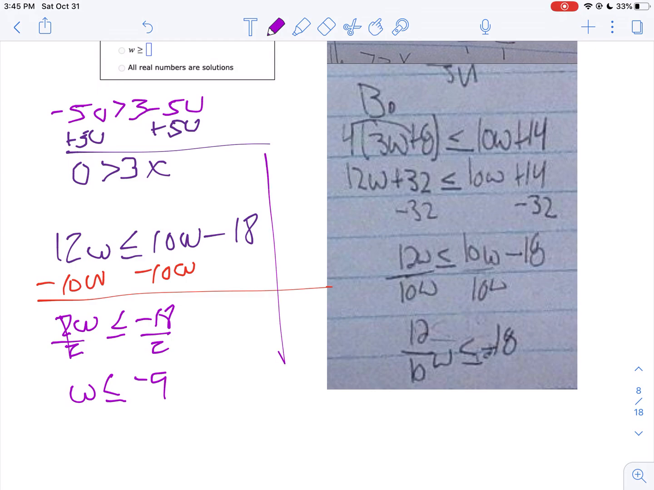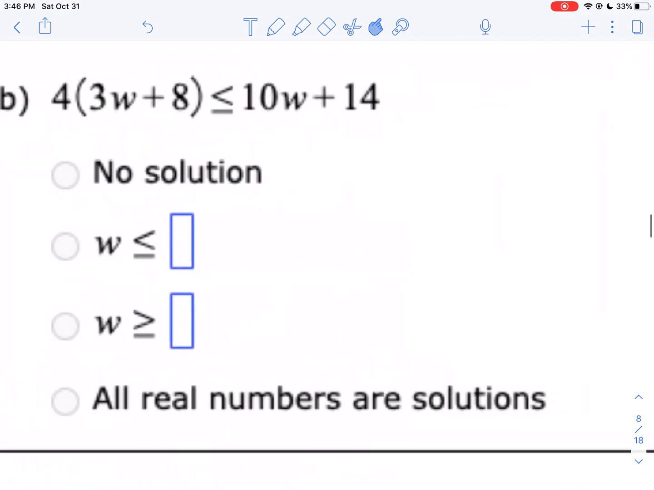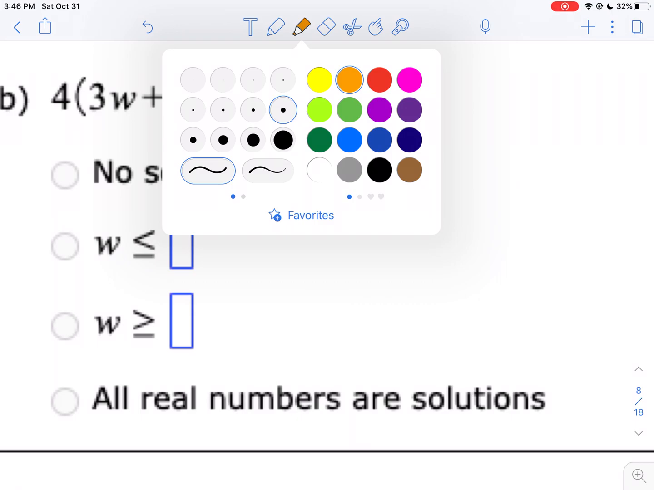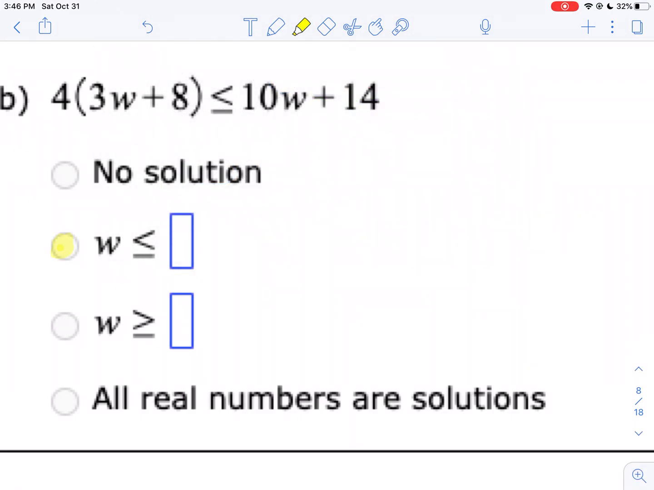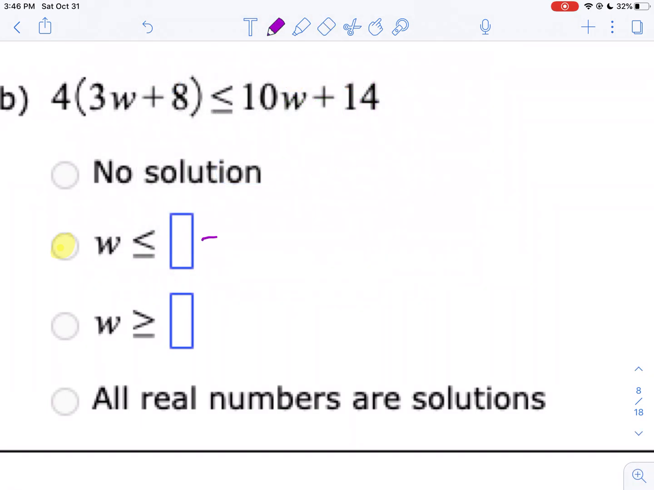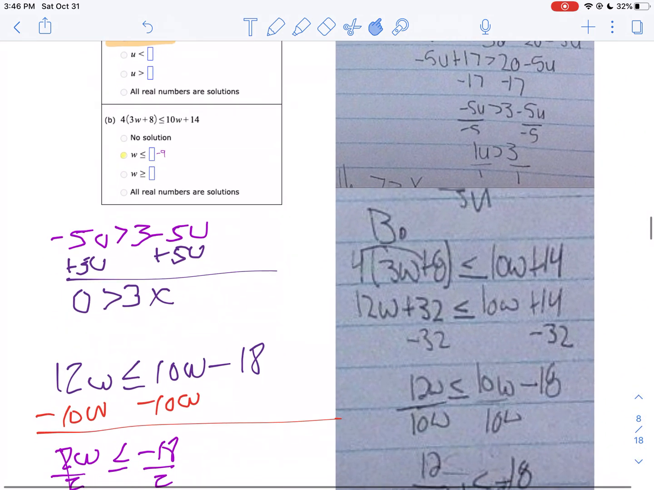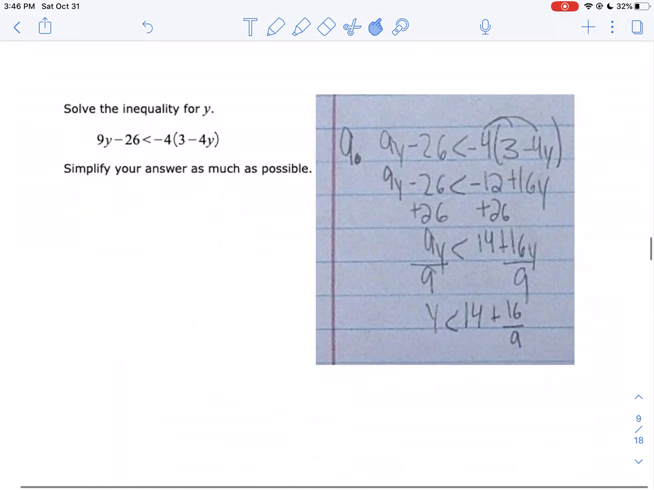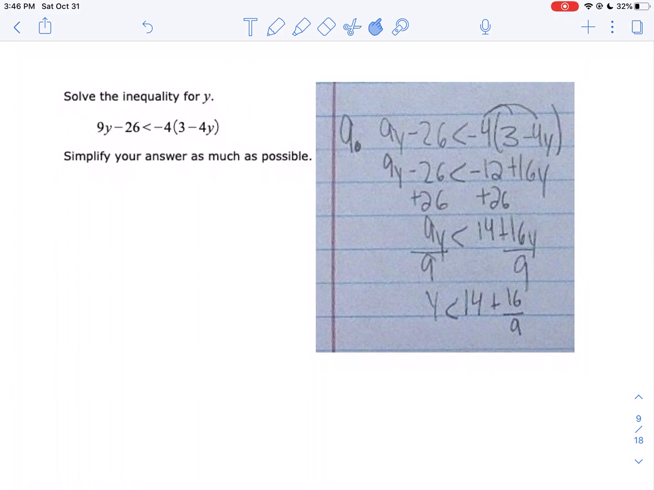So on that one, I wanted to move it back up here. So we should have selected the one with w is less than or equal to, and then we should have filled in negative 9. And there's that problem. Okay, let's take a look at problem number 9.